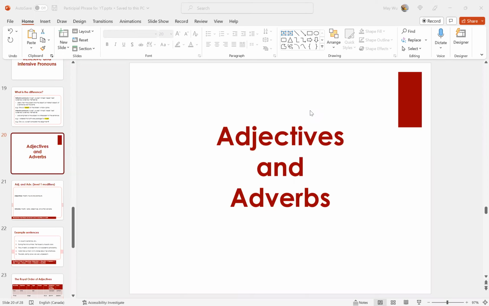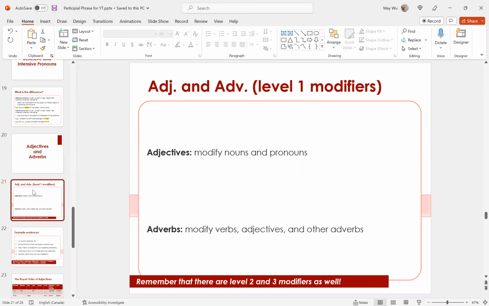Today, we're going to talk about adjectives and adverbs. So, what are adjectives and adverbs? They are called modifiers because they are words that modify other words. So, an adjective modifies nouns and pronouns.